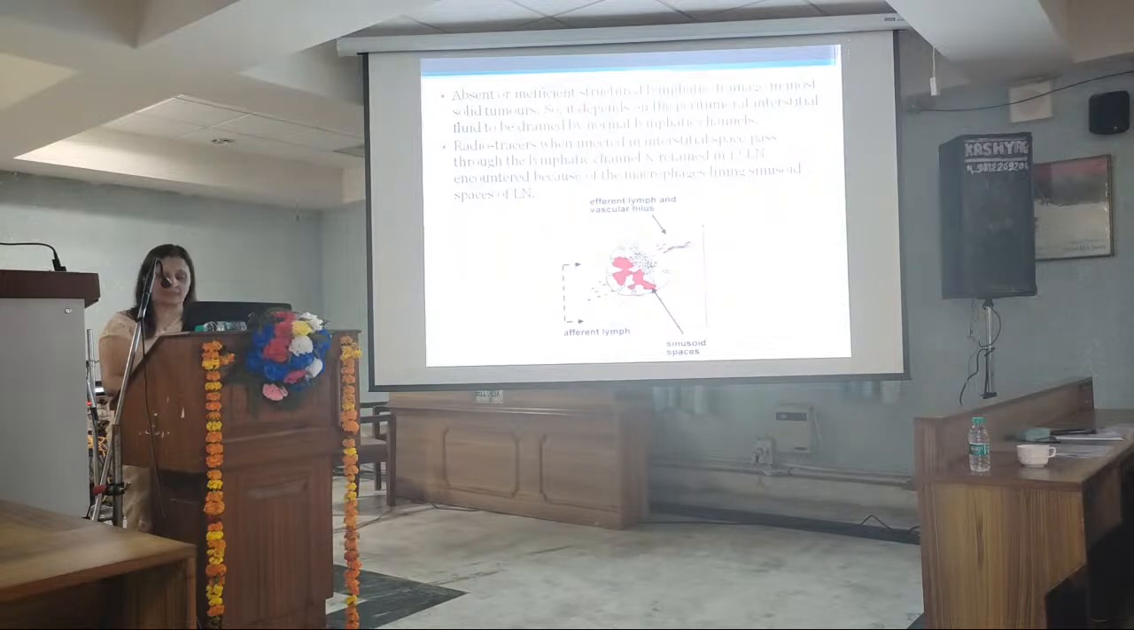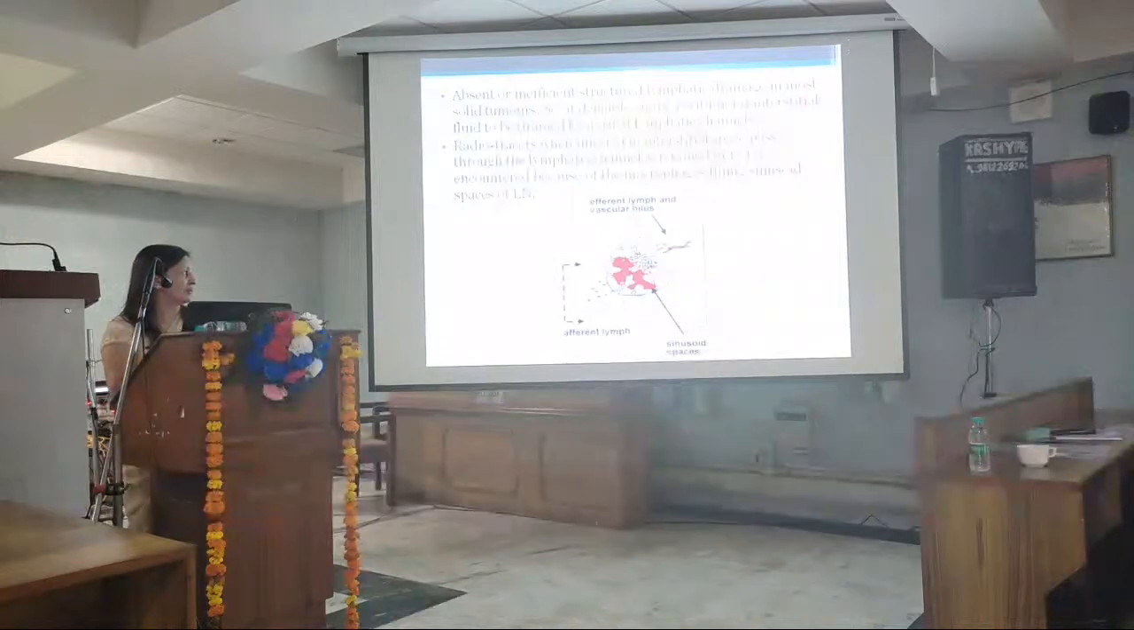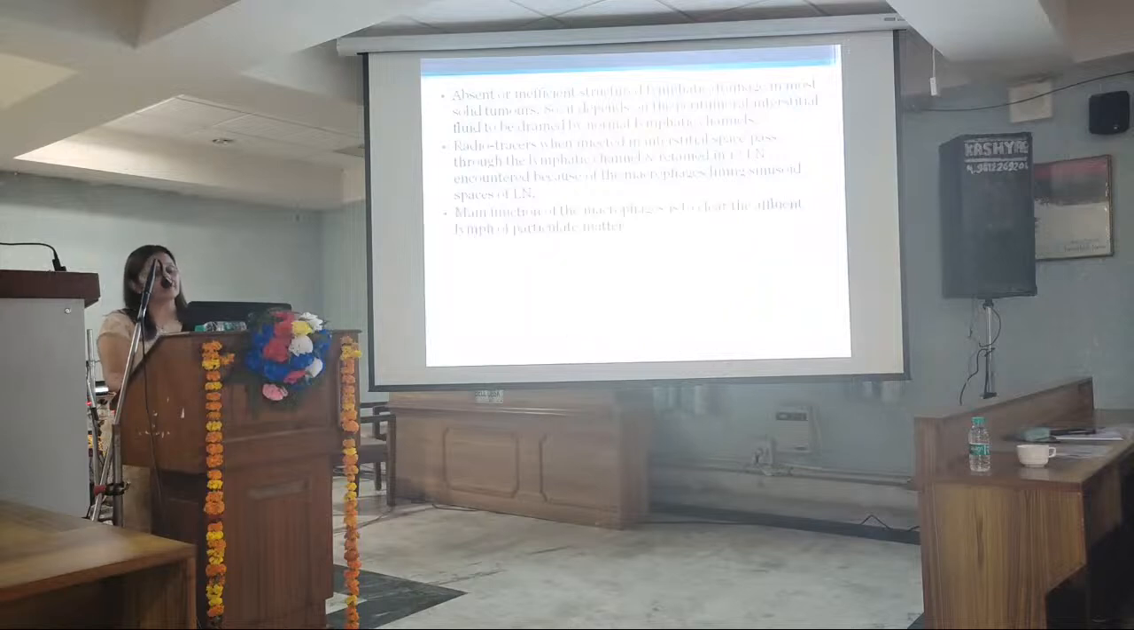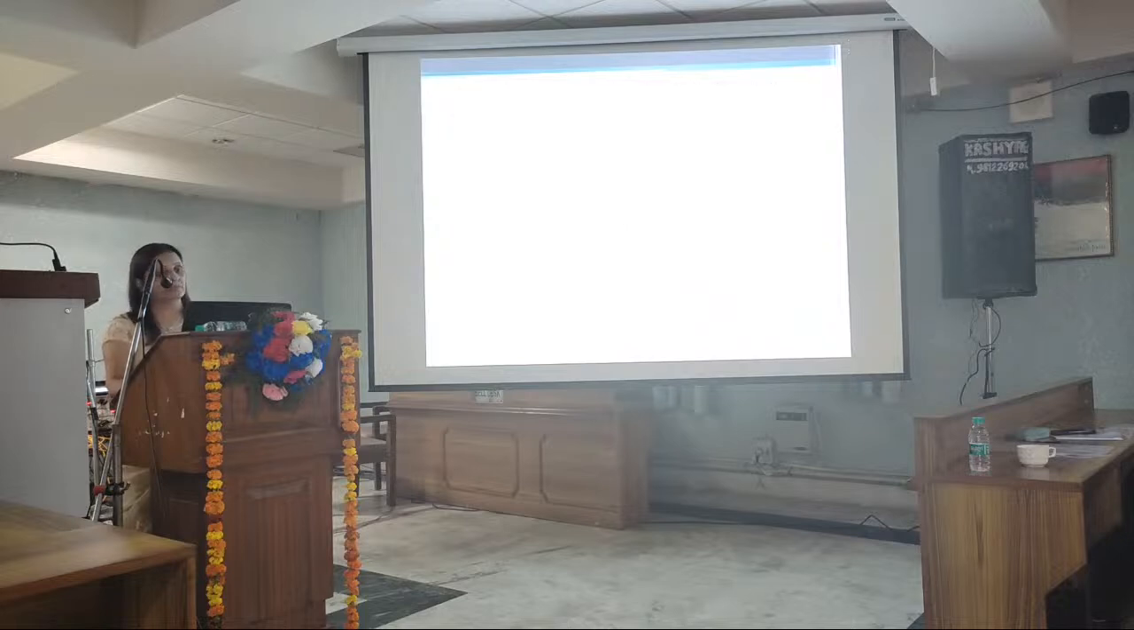So here we can see a normal sentinel lymph node. These are the afferent channels, the red part is the radiotracer which we are getting, and these are the sinusoid spaces. The main function of macrophages is to clear the effluent lymph node particulate matter.